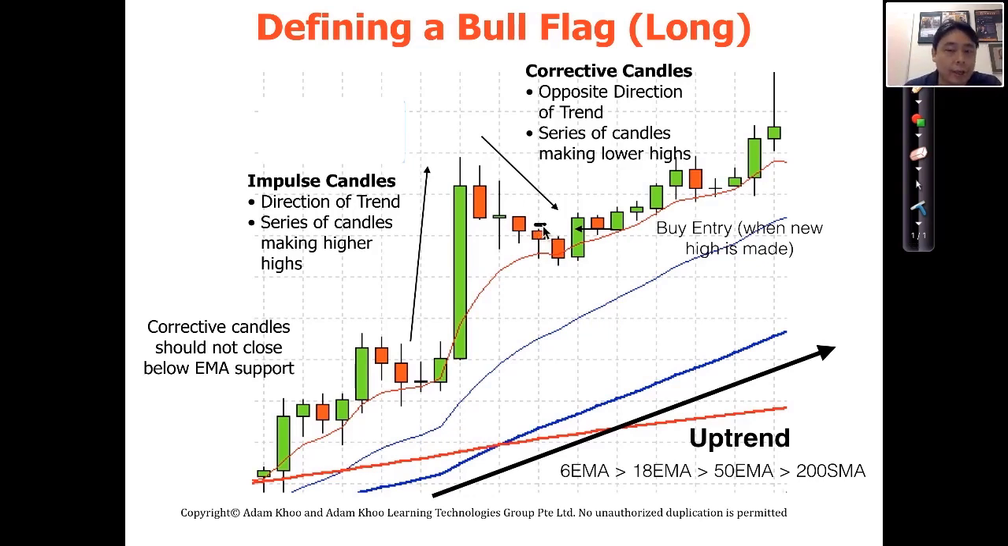Okay, so in this case, I put my buy order over here. I'm going to talk about a stop loss in a while, so just hang on for a while. So that's my buy stop order.